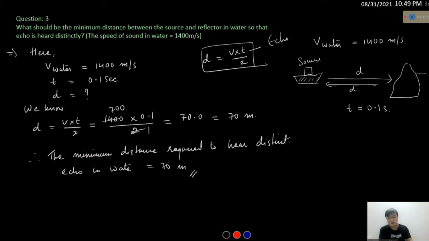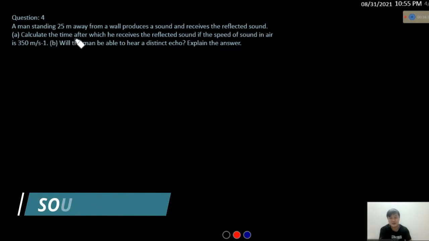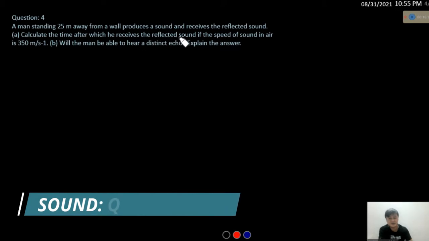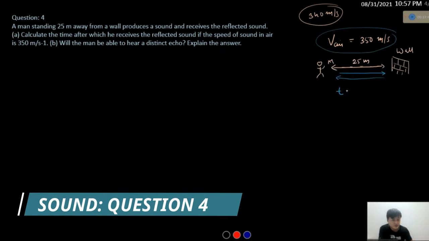All right. So now we move on to question number 4. A man standing 25 meter away from a wall produces a sound and receives the reflected sound. Calculate the time after which he receives the reflected sound if the speed of sound in air is given. The velocity of the sound in air is given, so again it is 350 meter per second. If it is given, we write the given value. If it is not given, we can write approximately 340 meter per second. And here it says that a man is standing in front of the wall. We have to calculate how much time is required for the echo.